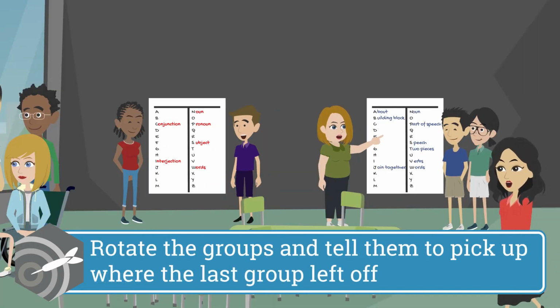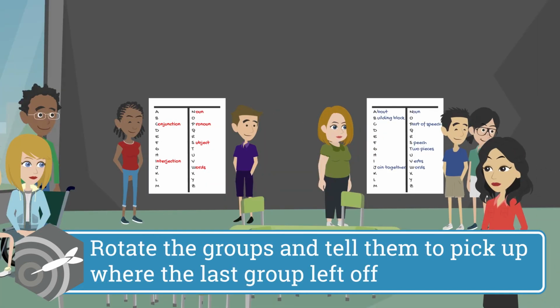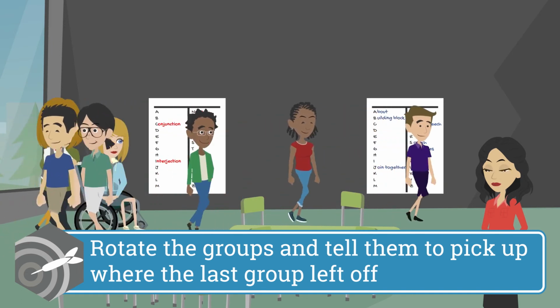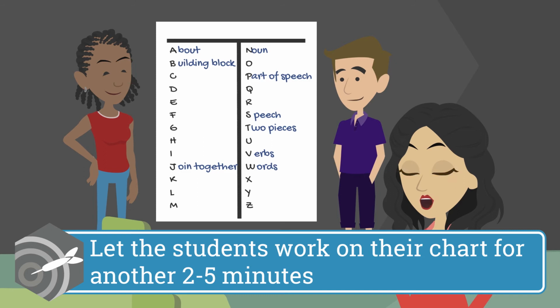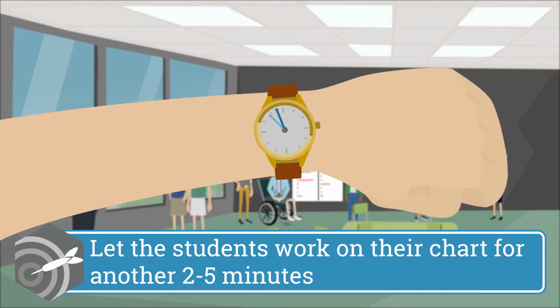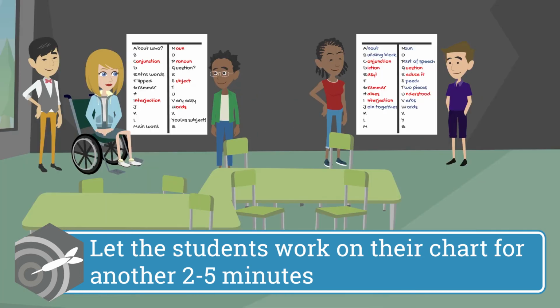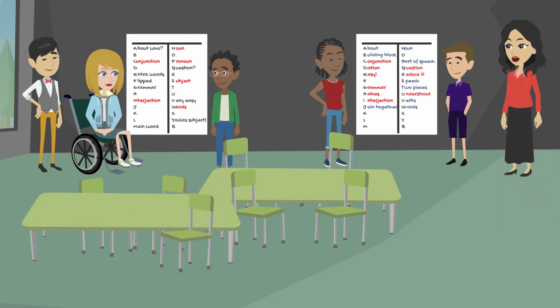When time's up, stop the groups and tell them to move to the next poster, taking their colored marker with them. Tell the students to pick up where the last group left off in trying to fill out the remaining letters on the chart. After another 5 minutes, have the groups rotate again.